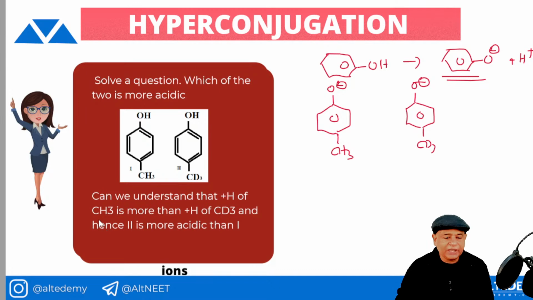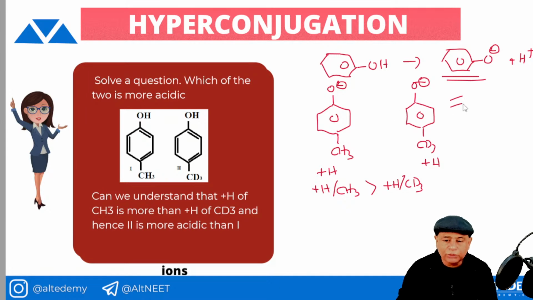Look, the plus H effect of CH3 is more than that of CD3, that we have understood. CH3 is showing a plus H effect, and this is also showing a plus H effect. But the plus H of CH3 is greater than the plus H of CD3. So CD3 will be pushing the electron less. If it is pushing the electron less, then the stability of this particular phenoxide ion will be more.